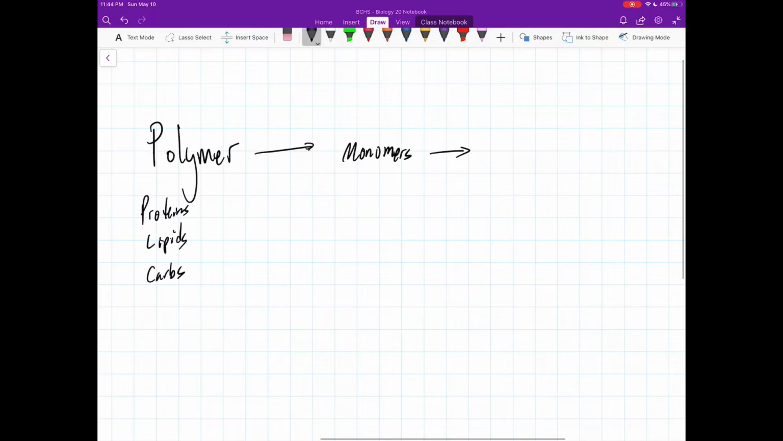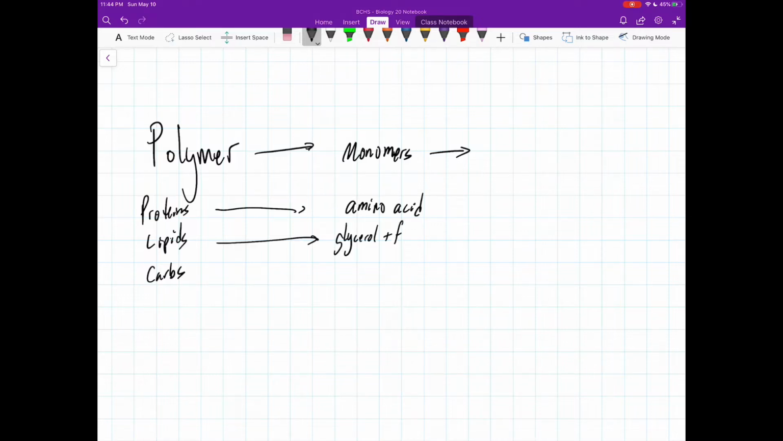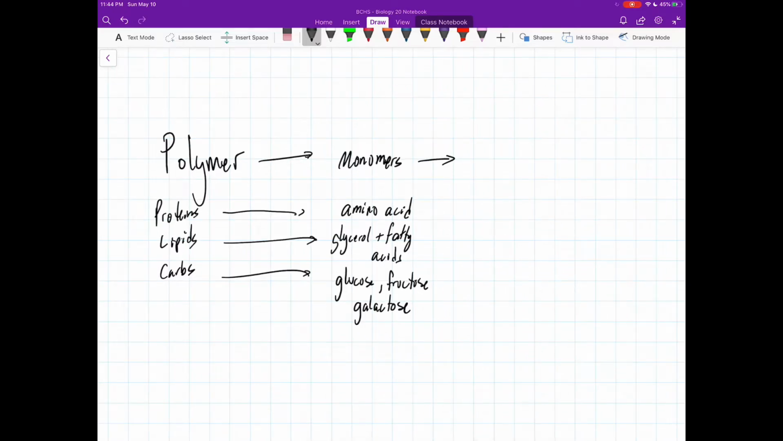Once they are into their monomers, so for example, the monomer of protein is an amino acid. The monomer of lipids are glycerol and fatty acids. And the monomer of carbs is glucose or fructose or galactose. They're all isomers of one another. So our goal is to get from polymer to monomer.